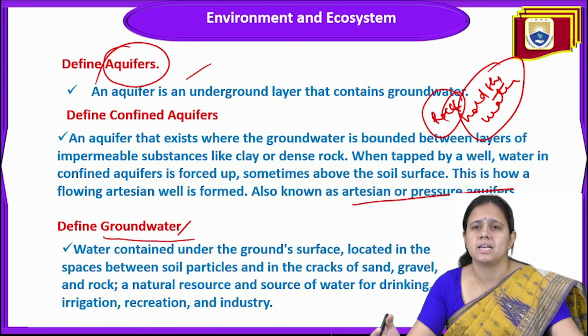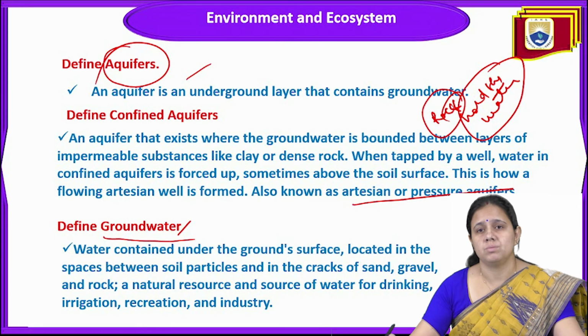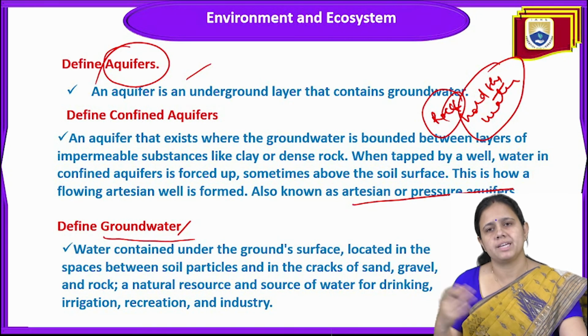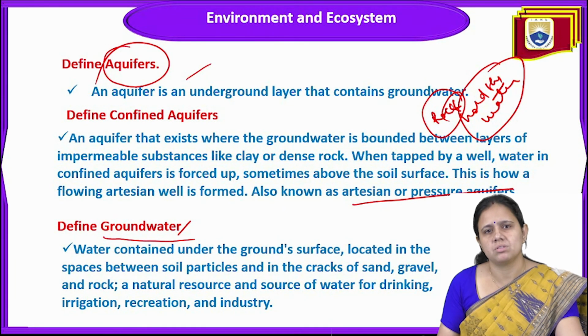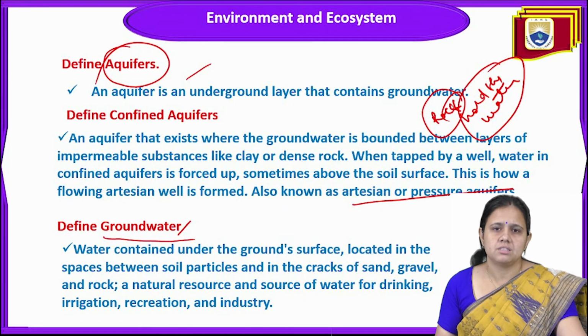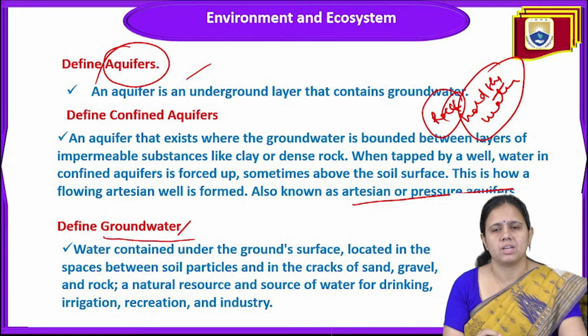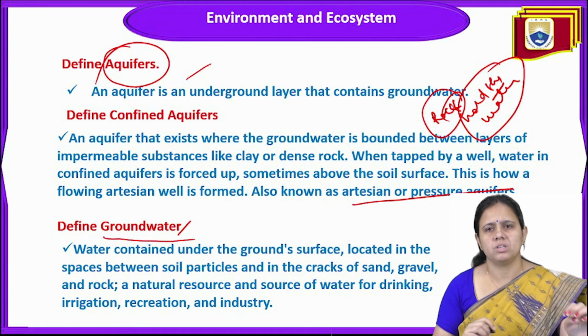Sometimes it will be asked what an artesian well is, meaning when we put force on the confined aquifer, automatically water will come out with a very high force. This creates a well kind of condition. This is called an artesian well. So this is all about groundwater.